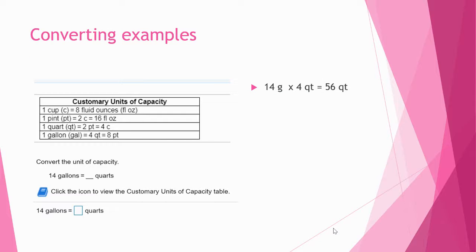Another example that you got here, again, was clicking on the icon that showed you the customary units of capacity table. If you notice, this time they went to gallons. We can see on this table there are 4 quarts in a gallon. All you had to do was take the 14 gallons and multiply the 4 quarts that are in a gallon, and you would have gotten 56 quarts.